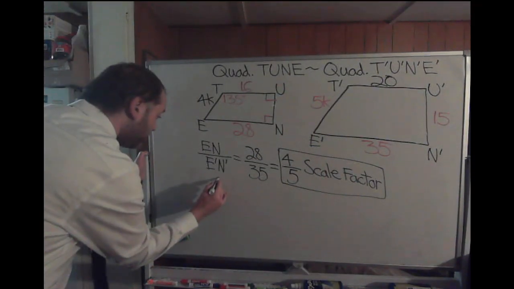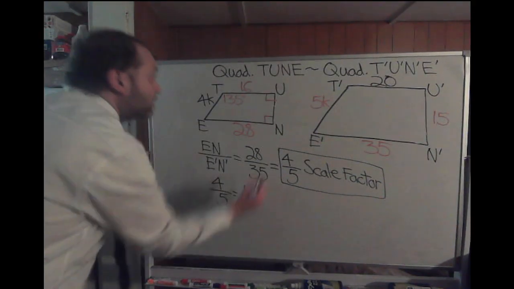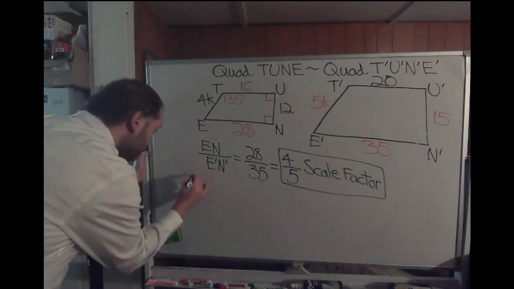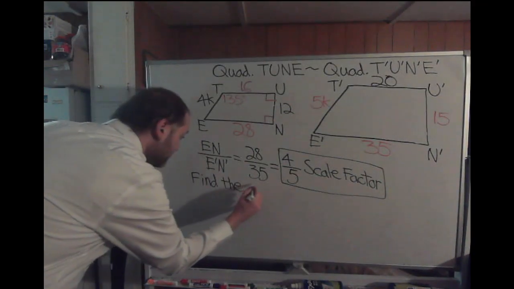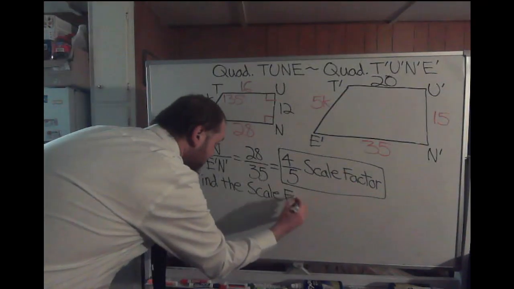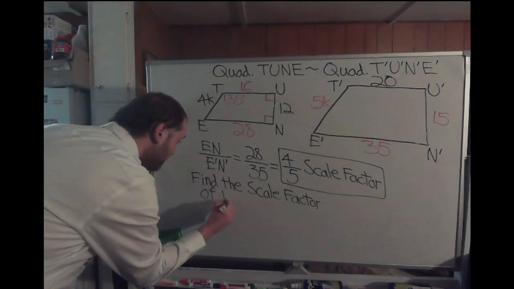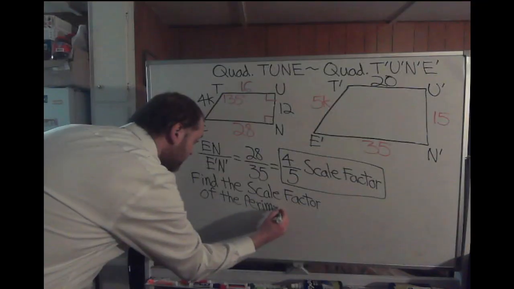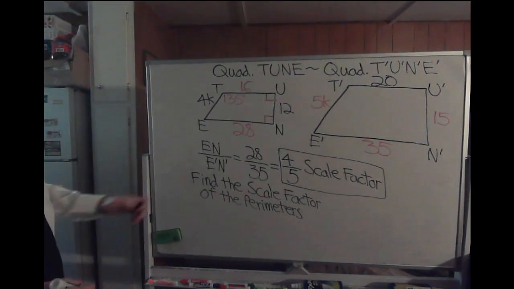And then 4 to 5 equals UN. Oh, that's right, that was 12. Okay, there we go. So now we are going to find the scale factor of the perimeters. I think you're going to find this very interesting. We are out to find the scale factor of the perimeters.